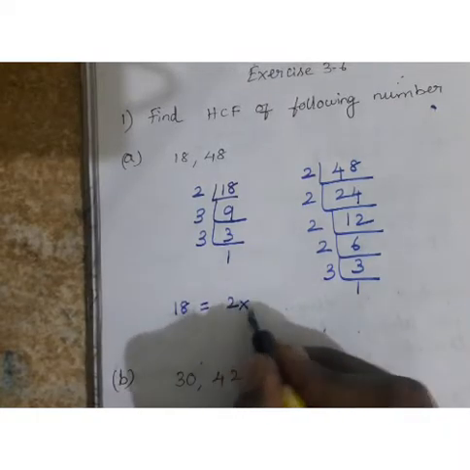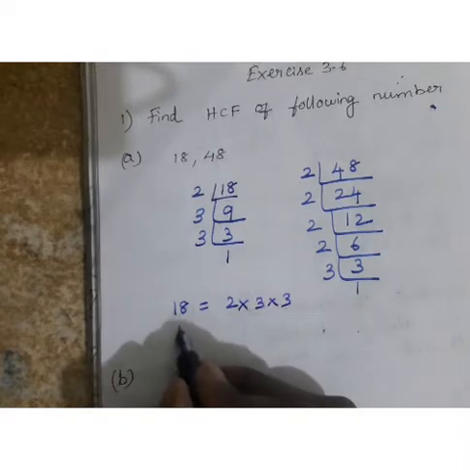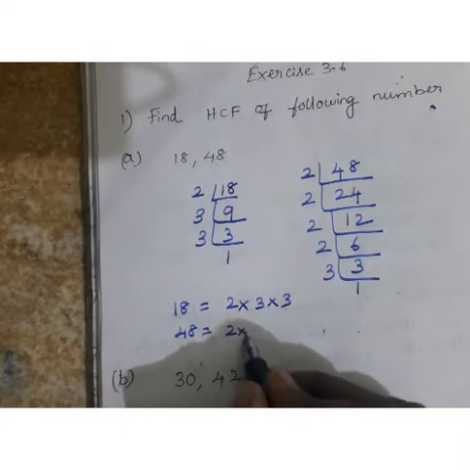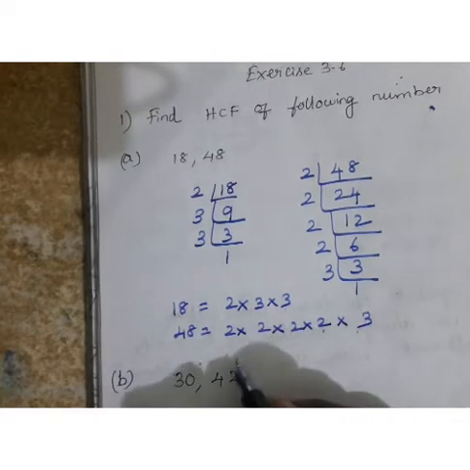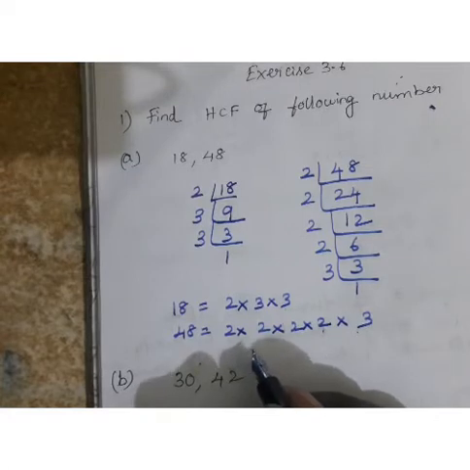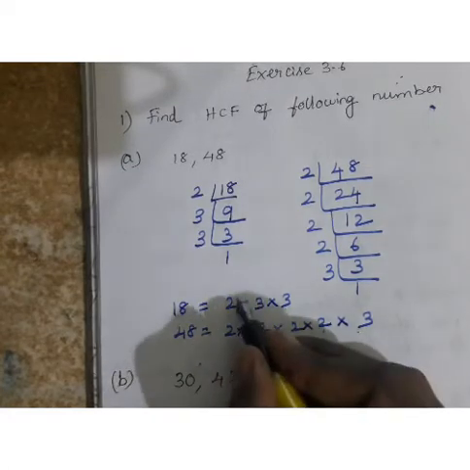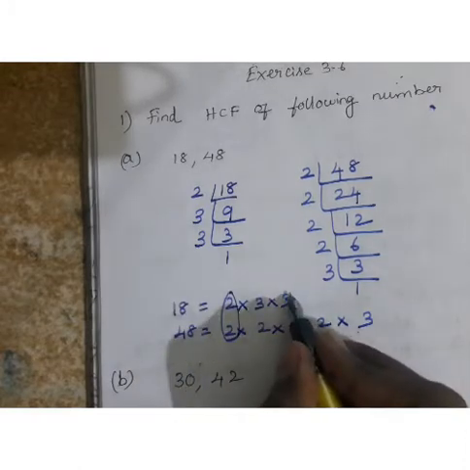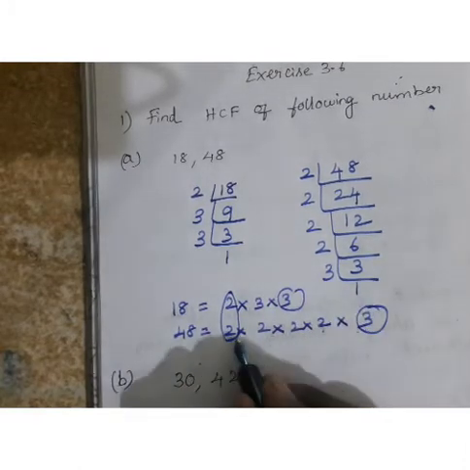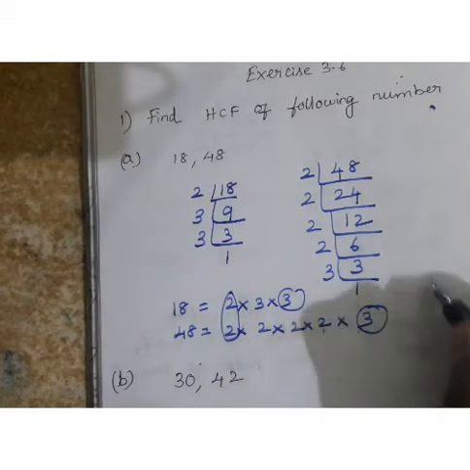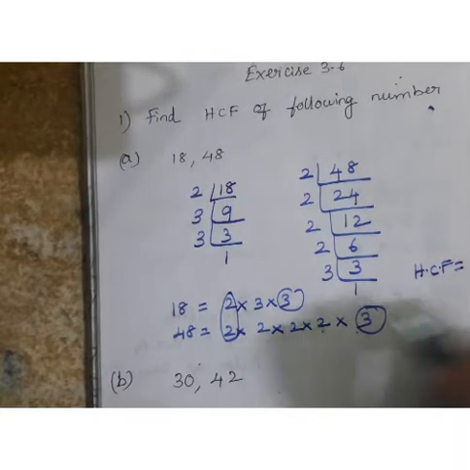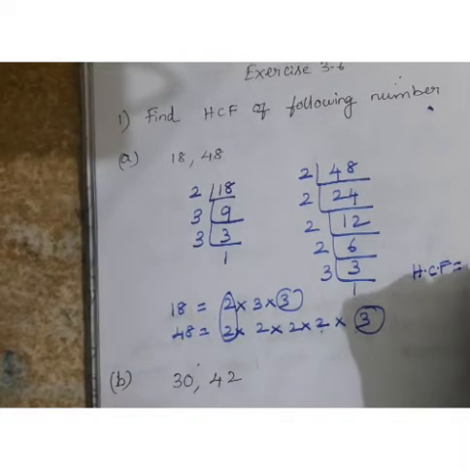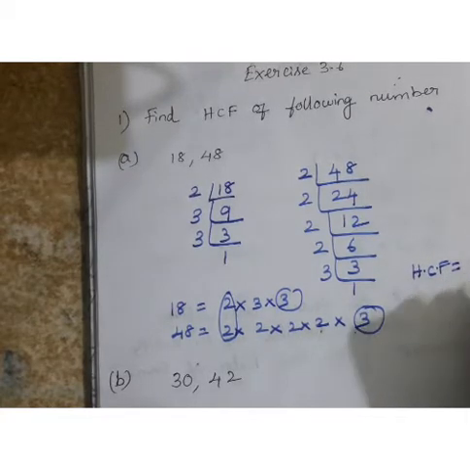18 equals 2 into 3 into 3. 48 equals 2 into 2 into 2 into 2 into 3. Circle the common factors of the given numbers 18 and 48. HCF equals the product of common factors of 18 and 48. So HCF equals 2 into 3, which is 6.